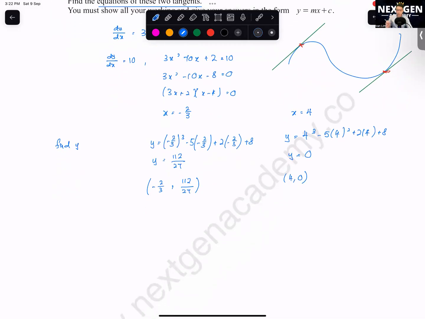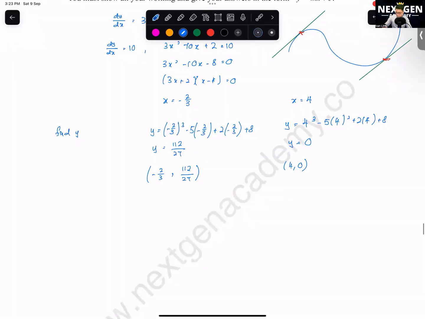Okay, for the equation of a straight line, you have to remember we need to find our m, then our c value. So the next thing that we want to find is your c, because we have our m already. And how do I find my c? I just need the gradient and 1 point. You substitute into y equals mx plus c to find the c value.